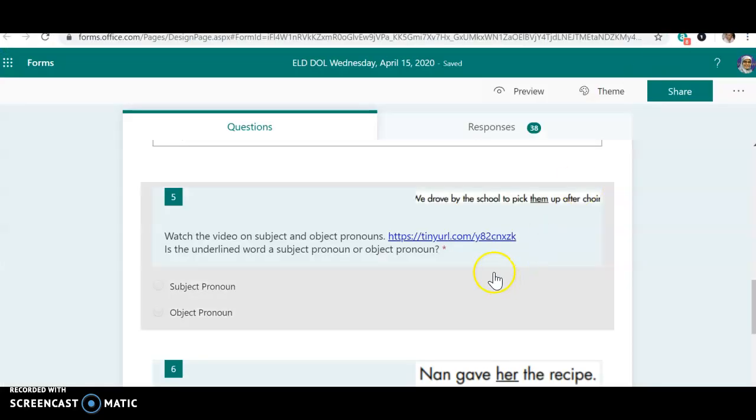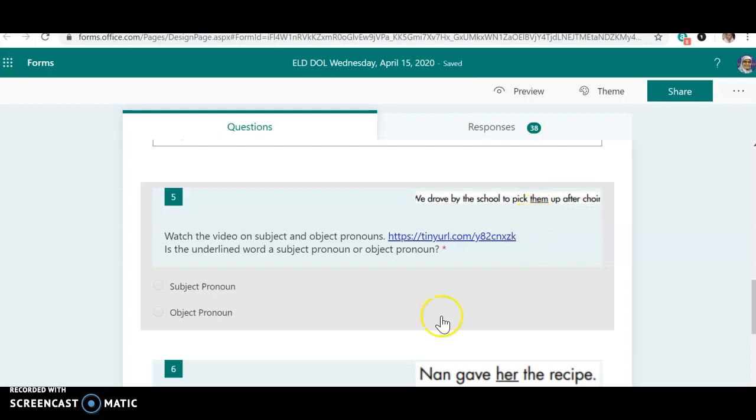Let's look at the question now. We drove by the school to pick them up for the choir, after choir. Them, they're not doing anything, right? And it comes after your verb. The picking is happening, the action happens to them. So this is an object pronoun.